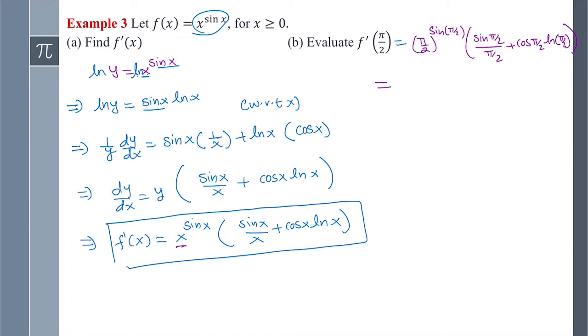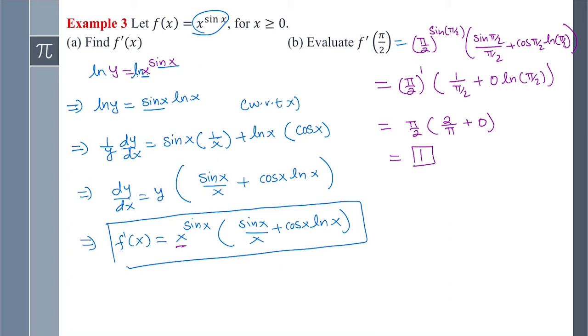So that becomes pi over 2 to the sine pi over 2, which is 1, times sine pi over 2, which is again 1, divided by pi over 2, plus cosine pi over 2, which is 0, times natural log of pi over 2. Now that becomes pi over 2 to the 1, which is just pi over 2, times 1 divided by pi over 2, which is just the reciprocal, 2 over pi, plus 0 times anything is 0. So now when we multiply this, we get pi over 2 times 2 over pi, which is just 1. So the value of the derivative at pi over 2 is 1.